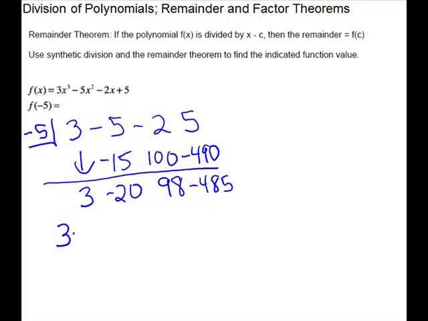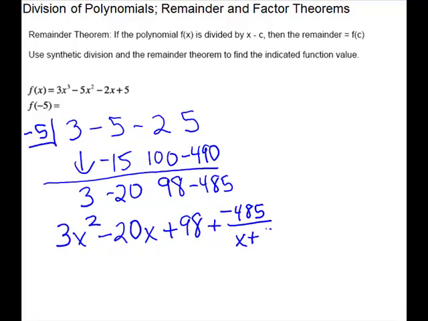So we could write it back. It is 3x squared, because you go 1 degree lower, minus 20x plus 98 plus -485 over x plus 5 here. That's how you get a -5 for your divisor. And what they want to know is what is f of -5, and it should be the remainder here. So it should be negative 485.